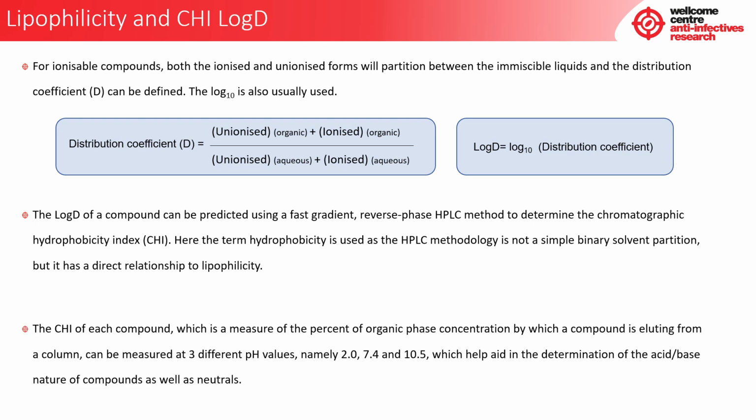The Chi of each compound, which is a measure of the percent of organic phase concentration by which a compound is eluting from a column, can be measured at 3 different pH values, namely 2, 7.4 and pH 10, which can help aid in the determination of the acid-base nature of compounds as well as neutrals.